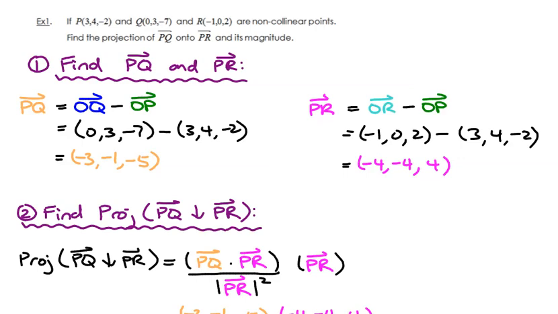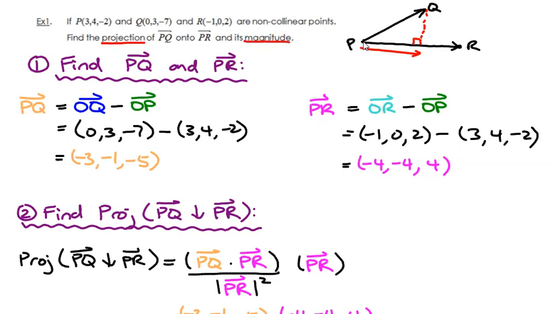Okay, so example number 1. If P, which is a coordinate, Q, which is also a coordinate, and R, also lastly a coordinate, are all non-collinear points. Non-collinear means that they're not all along the same line. Maybe here's P, this one's Q, and maybe R somewhere over here. So all of those are coordinates. Find the projection of PQ onto PR. So PQ, like that. There's PR, and I want the projection of this one onto PR. So I'm essentially looking for that vector. Oh, and it's also asking you for the magnitude too.